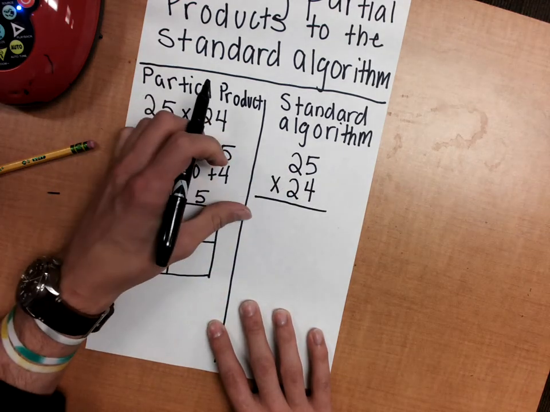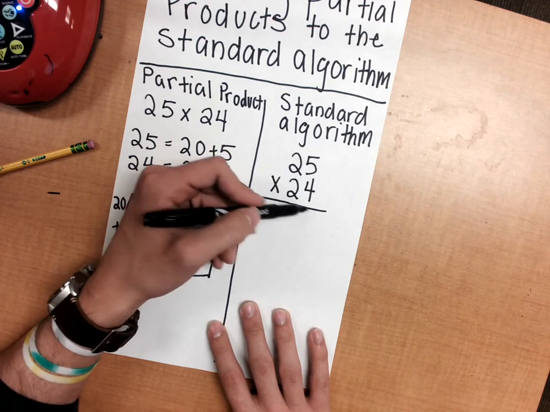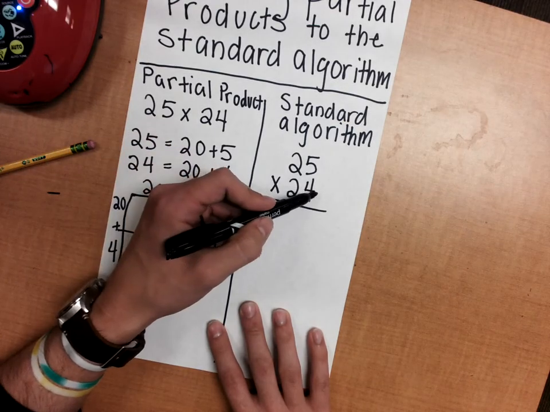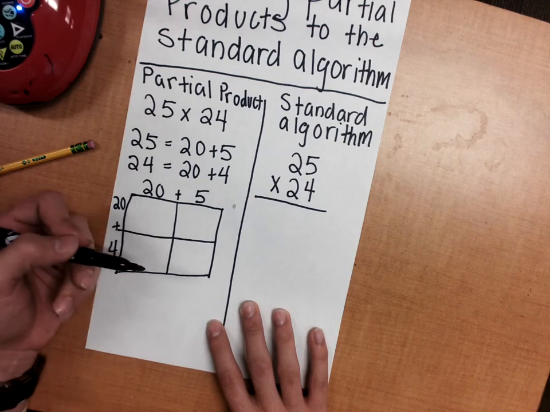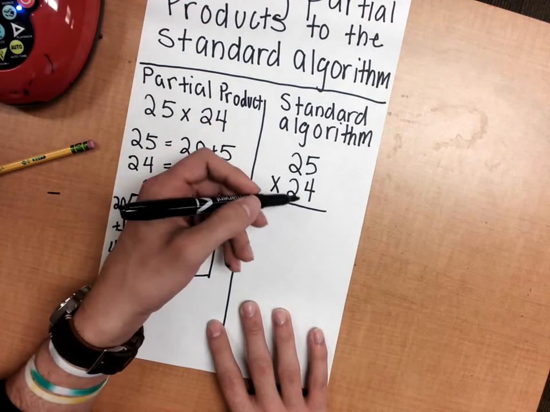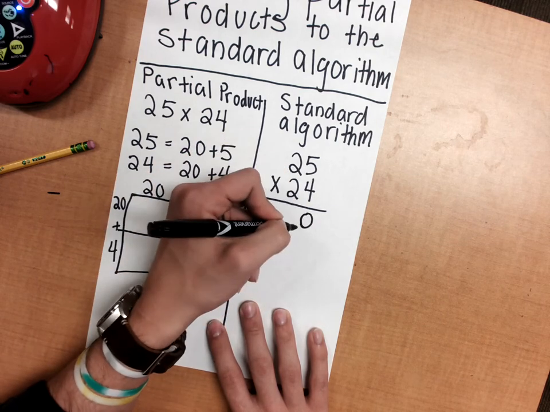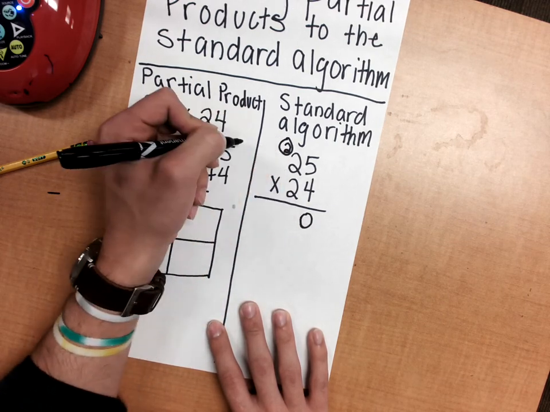When we do standard algorithm, we're multiplying 4 times 5. So up here we'll do 4 times 5. I know 4 times 5 is 20. But 20 has a 0 in the ones place. So I'm going to put a 0 in the ones place, and I'm going to carry that 2 over into the tens place.